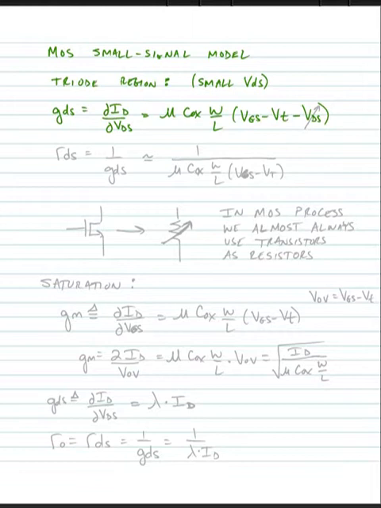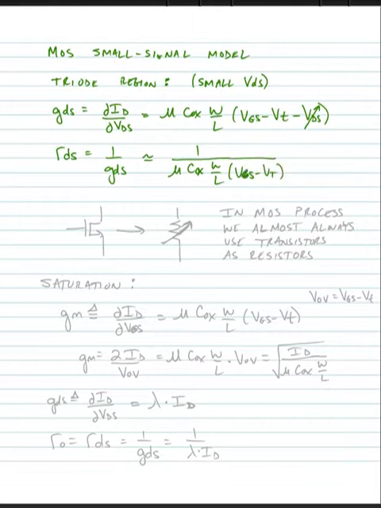And of course, we just mentioned that the device is in the triode region when the drain to source voltage is small, so we can neglect the drain to source voltage term in most cases. Now, the resistance then becomes RDS. This is the resistance between the drain and the source, is equal to 1 over GDS, which is approximately equal to 1 divided by mu COX W over L times VGS minus VT.